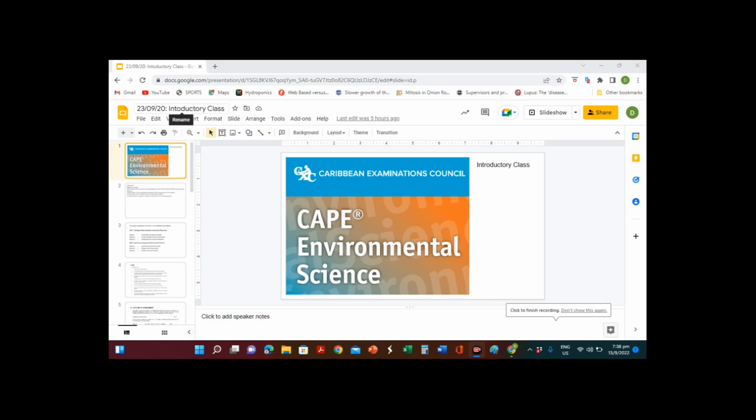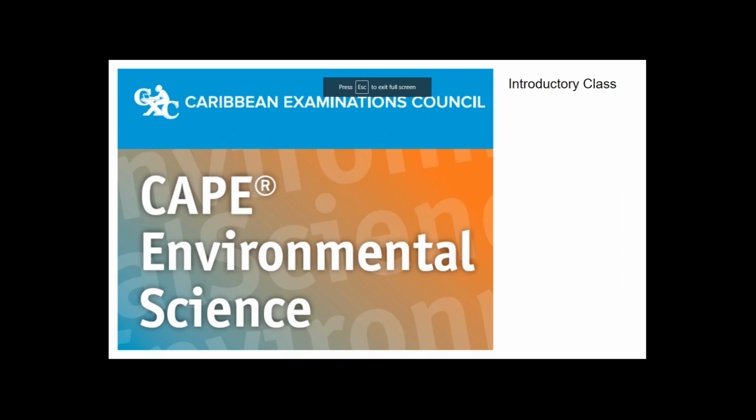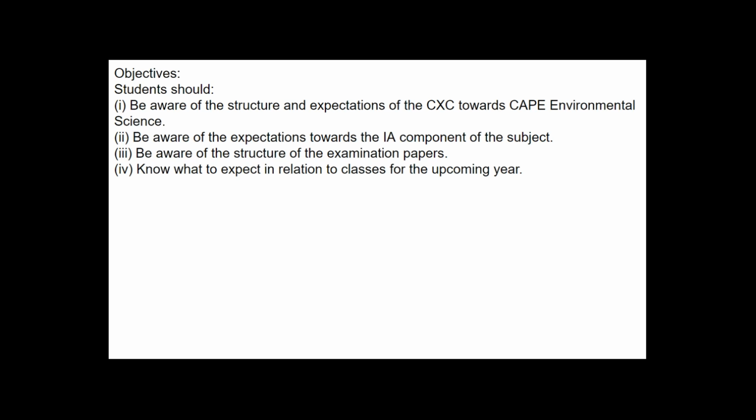Okay, this class is an introductory class concerning environmental science. What we're going to do today is look at the syllabus. This syllabus is available online and everyone should download it. It's very important when you're going over material to have a syllabus with you. So, what are the objectives of today's class?